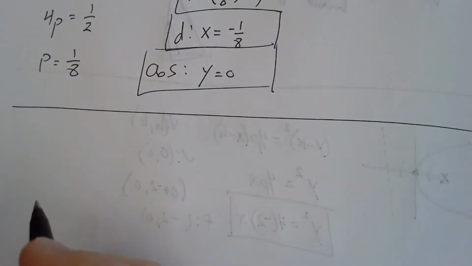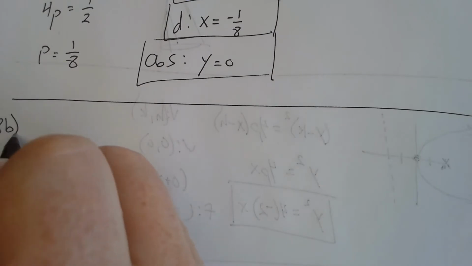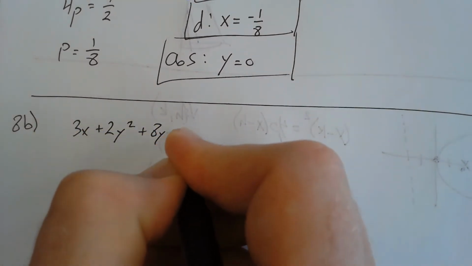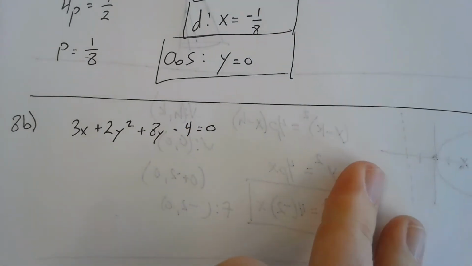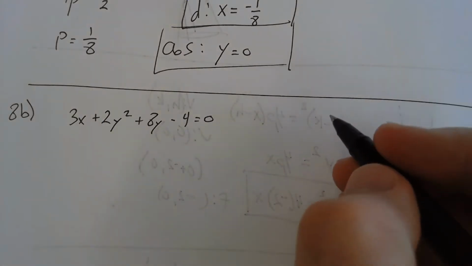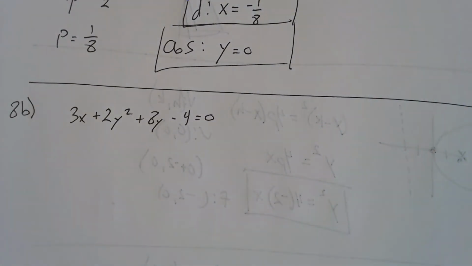The next question is a little bit more difficult. 8b provides you with 3x plus 2y squared plus 8y minus 4 equals 0. Now the problem with this one is the fact that it's not in any form of something squared with parentheses around it equals 4p times x.